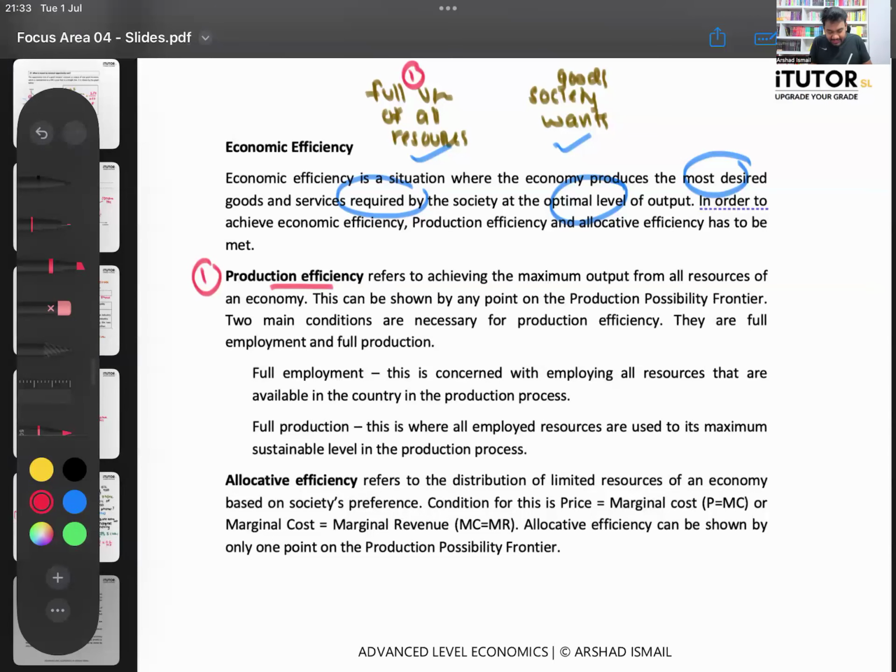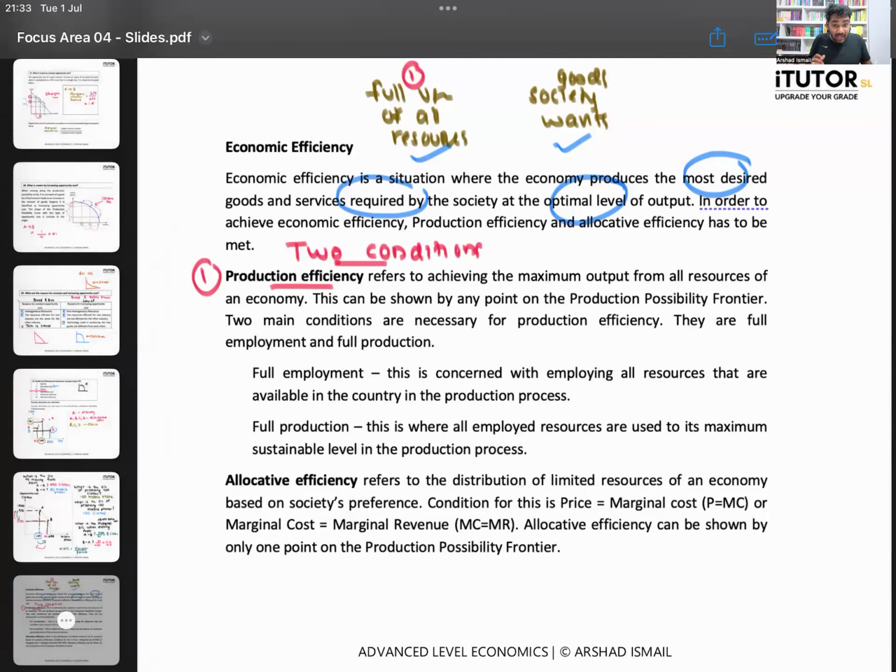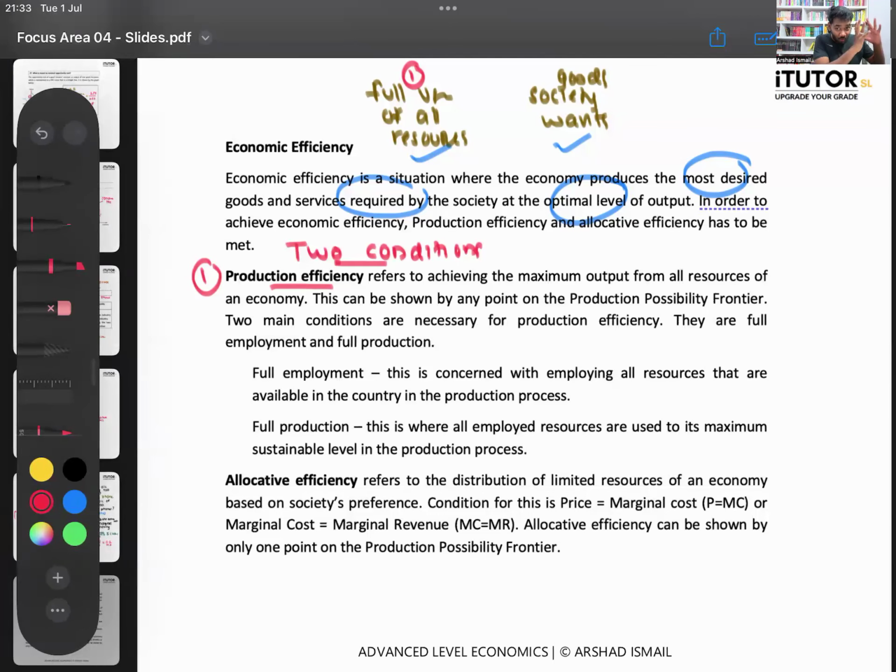Now, what are the two conditions in order to achieve economic efficiency? First thing is, you have to achieve productive efficiency. Productive efficiency is where from all your resources, your land, labor, capital, entrepreneurship, you get the maximum sustainable output from it. You're making full use of it. You're not exploiting labor beyond 8 hours; you don't tell the fellow to work for 24 hours. You get the maximum sustainable output from all your resources.